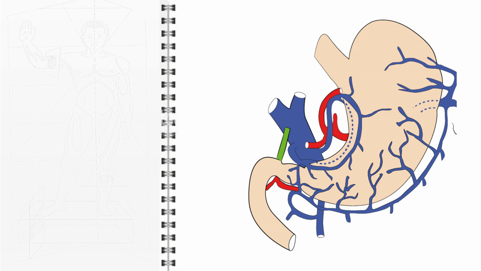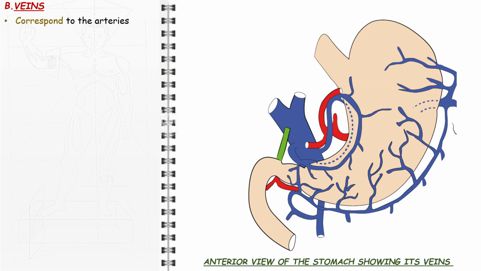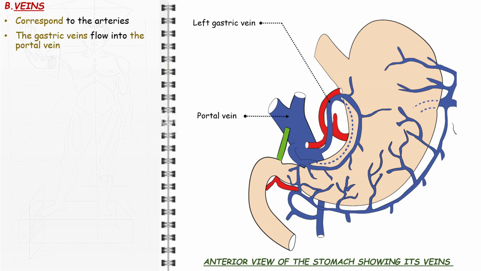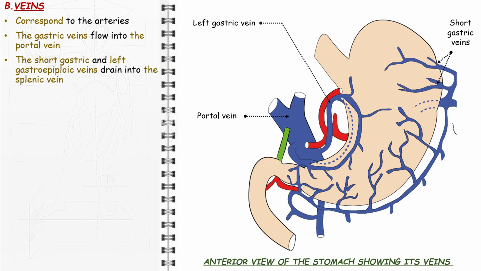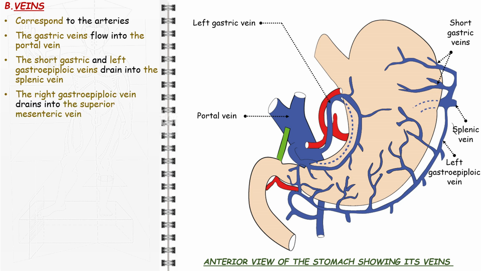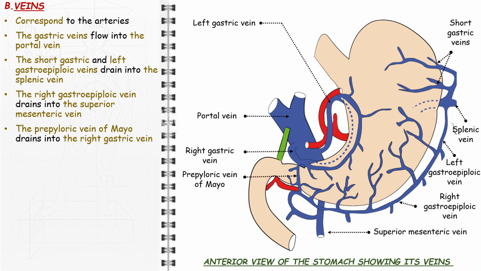The veins of the stomach correspond to the arteries. The gastric veins flow into the portal vein. The short gastric and left gastroepiploic veins drain into the splenic vein. The right gastroepiploic vein drains into the superior mesenteric vein. The prepyloric vein of Mayo drains into the right gastric vein. There is no gastroduodenal vein.